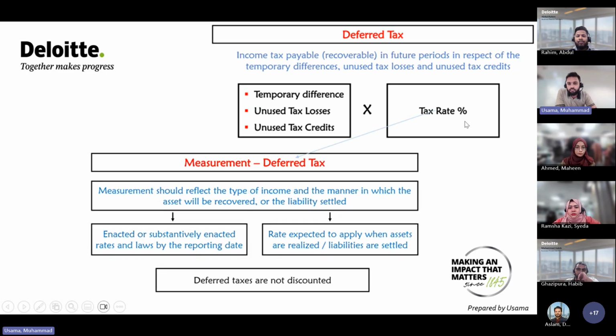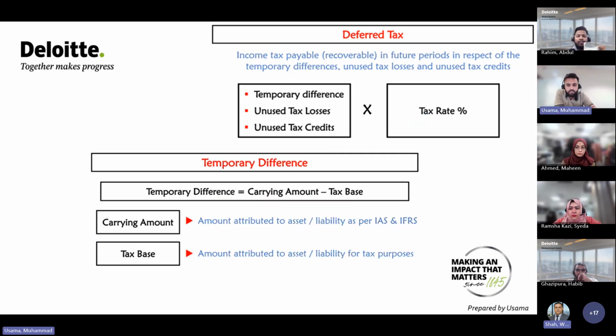Osama, I have a question. If you can go to the previous slide, please. Yeah, sure. What is the difference between unused tax losses and tax credits?